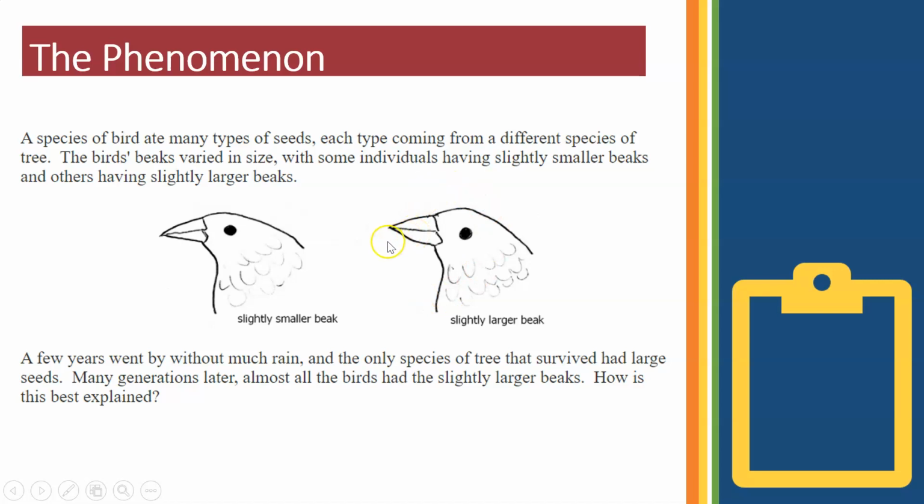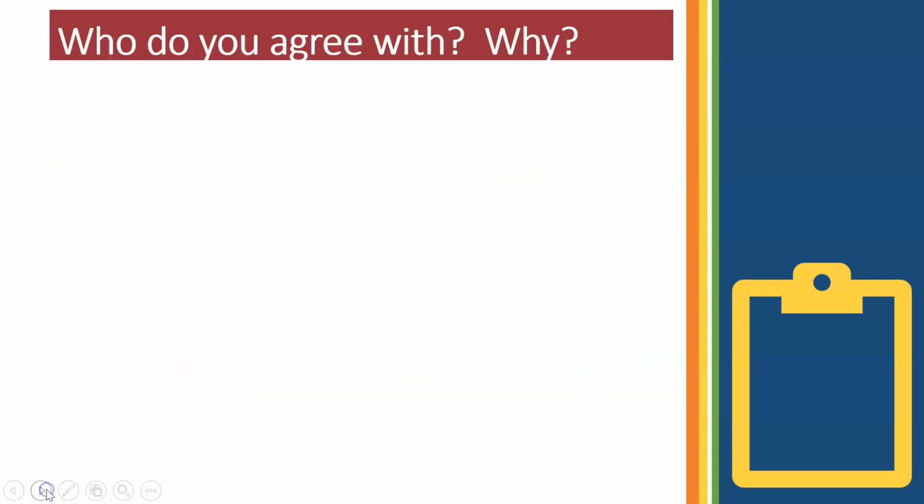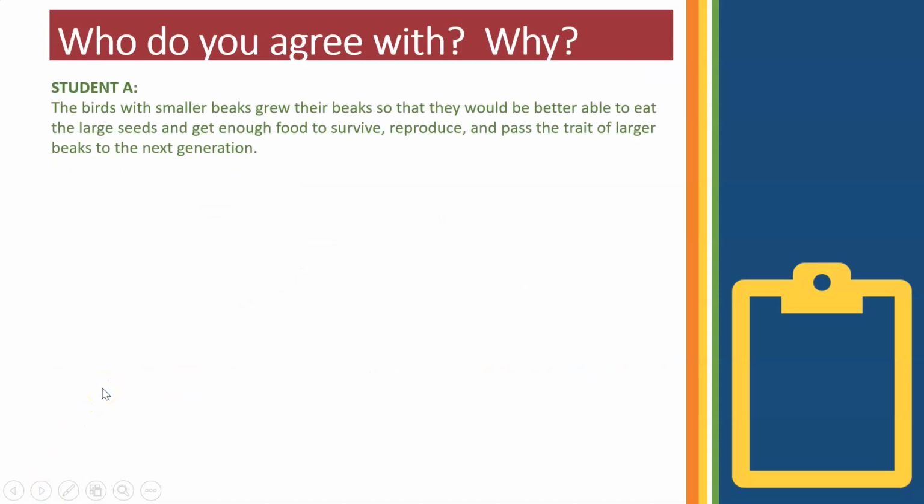Now, how is this best explained? In the next slide, I'm going to show you 4 students who constructed an explanation, and I want you to decide which student you agree with most and why. Here's what student A had to say. The birds with smaller beaks grew their beaks so they would better be able to eat the large seeds and get enough food to survive, reproduce, and pass the trait of larger beaks to the next generation.